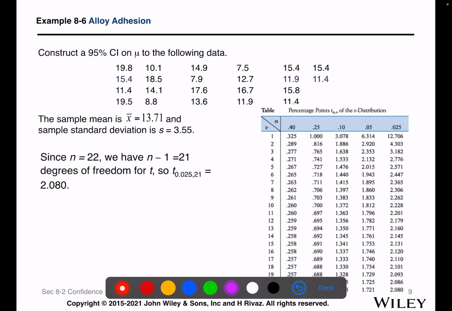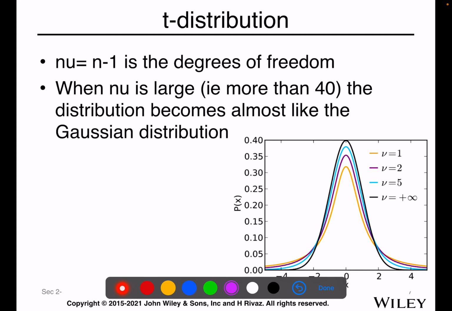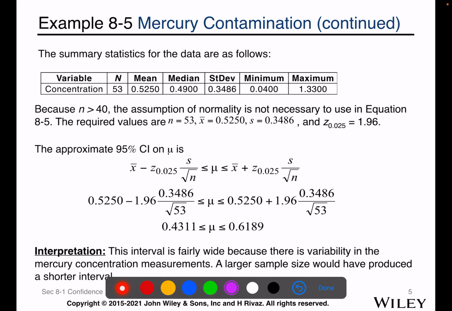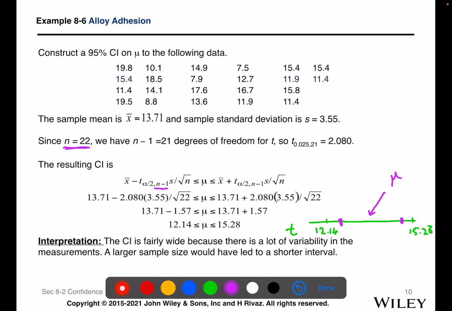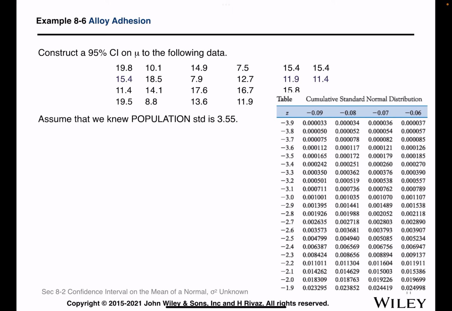And in fact, if you look at this table, the table for percentage points of the T distribution, if you look at the rows that correspond to large numbers, you will see that as the numbers get larger and larger, the values get closer to the normal distribution. We can also see that from this graph, right? As the degrees of freedom get larger and larger, the distributions become more and more similar to the normal distribution, right?